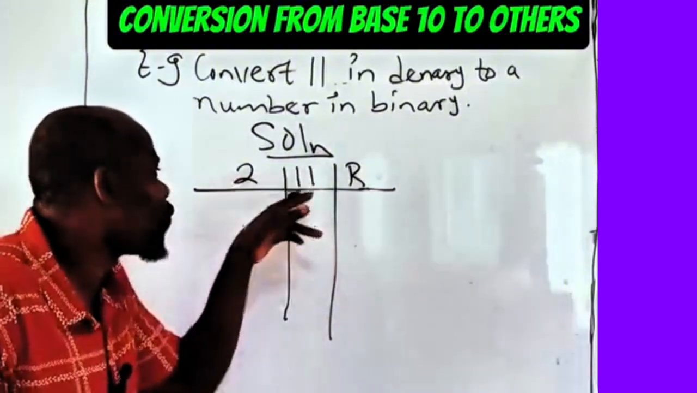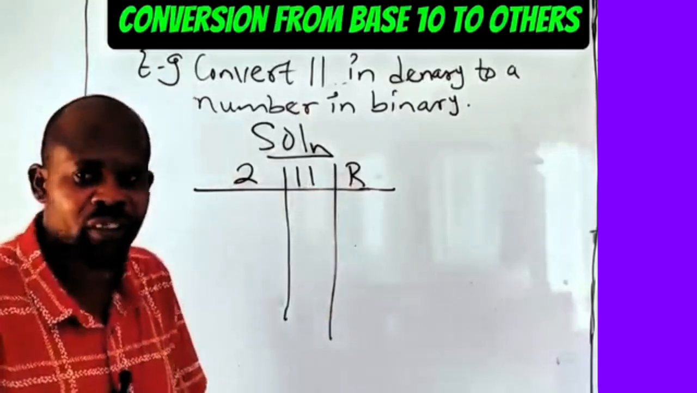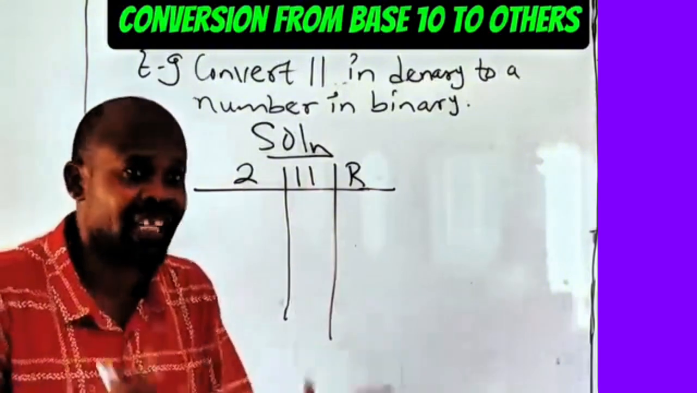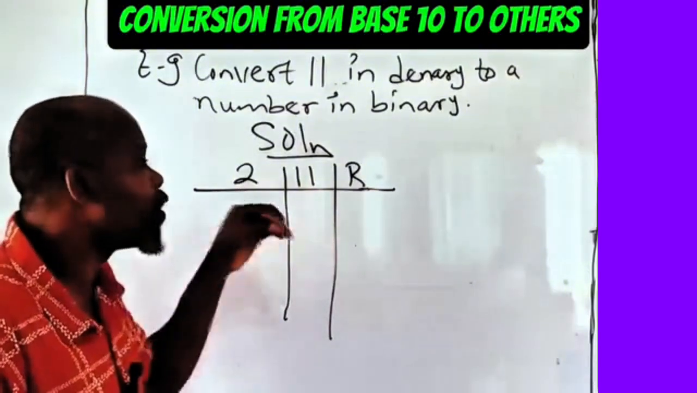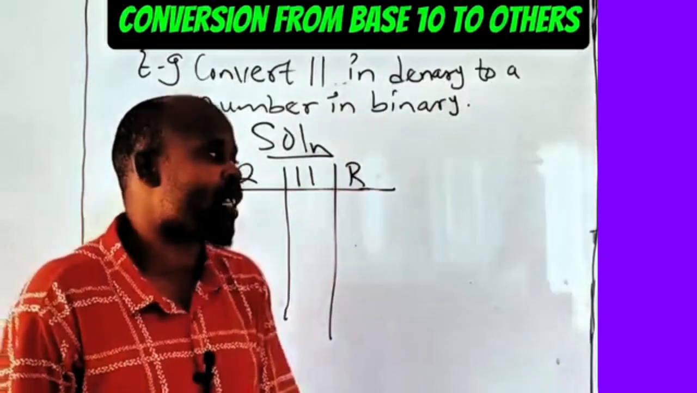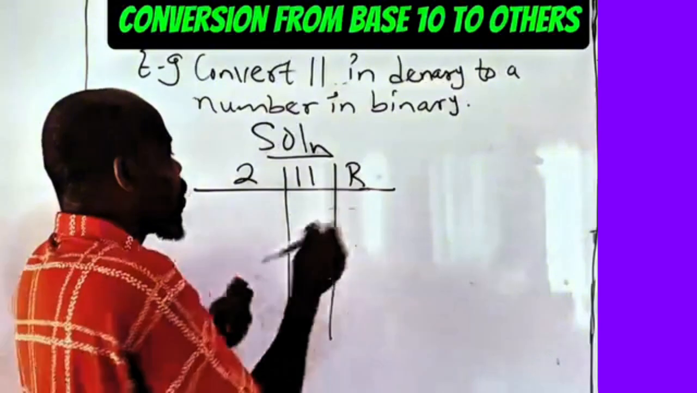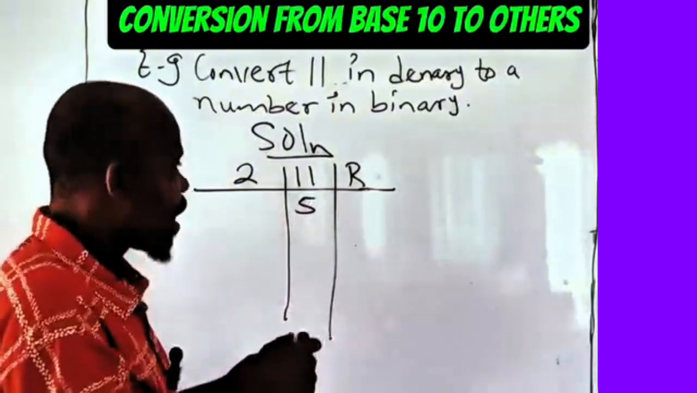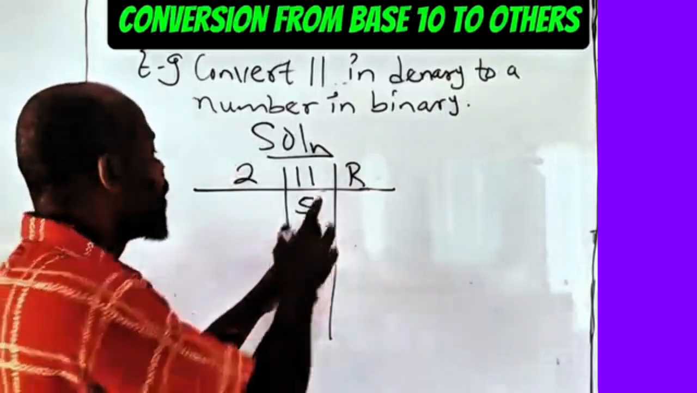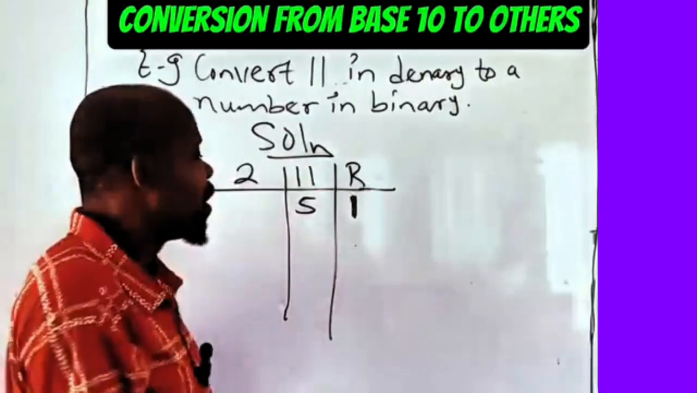How many times can 2 go into 11? If 2 goes into 11, it goes 5 times. That is to say, there are multiples of 2 in 11 up to 5 times. So that 5, you write here. How do you know the remainder? You just say 2 times 5 is 10. The difference between 10 and 11 is 1. So 1 is the remainder.